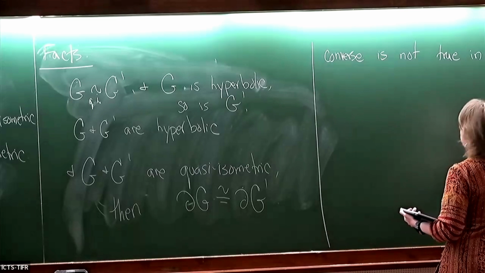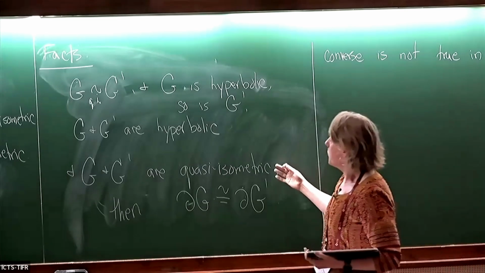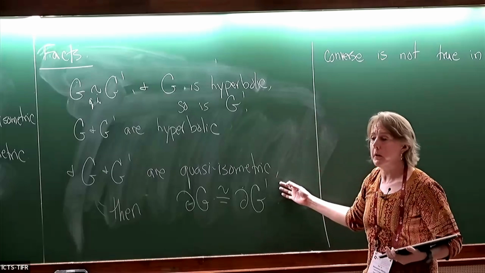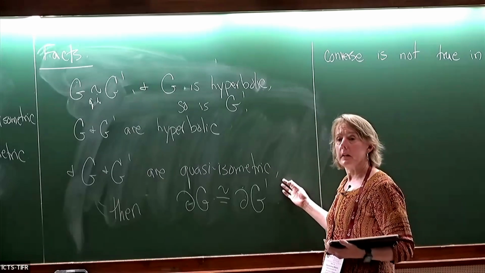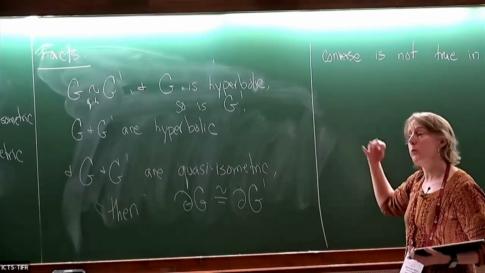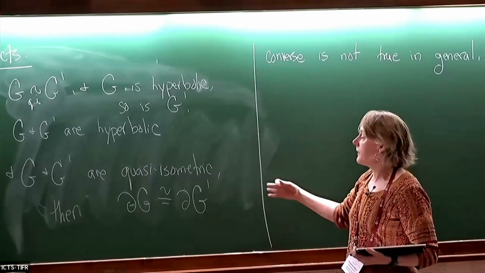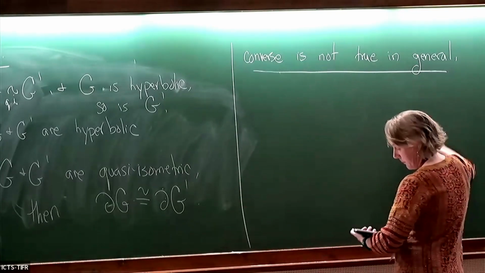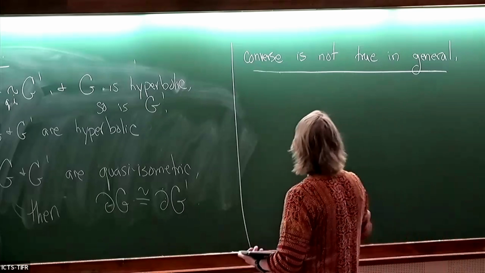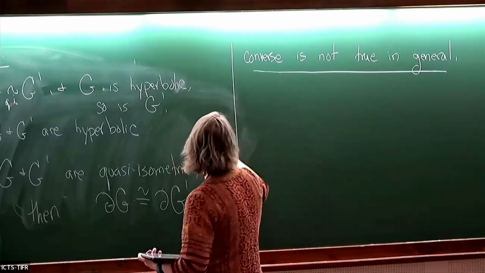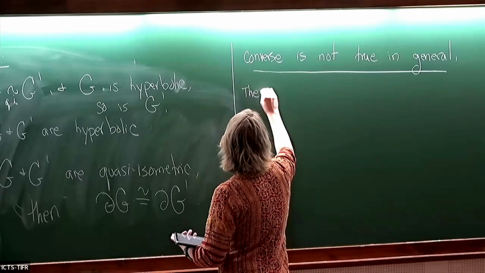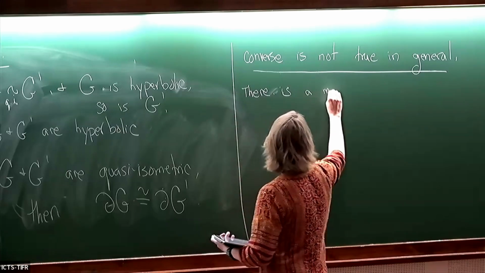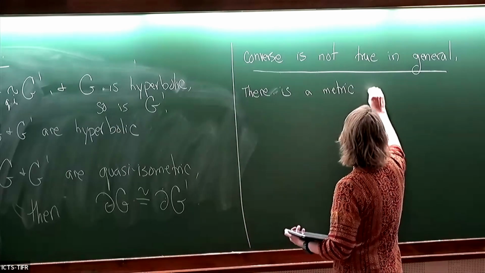There are examples of groups, for example the Bourdon buildings with a Menger curve boundary, even one-dimensional boundary, that have homeomorphic boundaries, but the groups are not quasi-isometric. So that's important to remember. Okay, however, there is a metric on the boundary. Let me just put this here. So you can fix this a little bit.